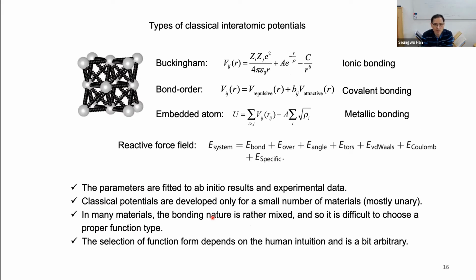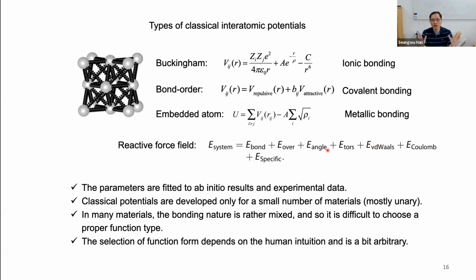Okay, so the problem is how can we find the proper form or parameterize the potential? First, it depends on the bonding type. In the case of ionic bonding, you certainly need to include the Coulomb potential. In covalent bonding, you need the three-body term, and likewise for metallic bonding. So depending on the bonding type, you have proper forms that reflect the underlying quantum mechanical bonding nature. Or most generally, there are so-called force fields, which consist of a huge number of very different terms that describe various kinds of interaction.